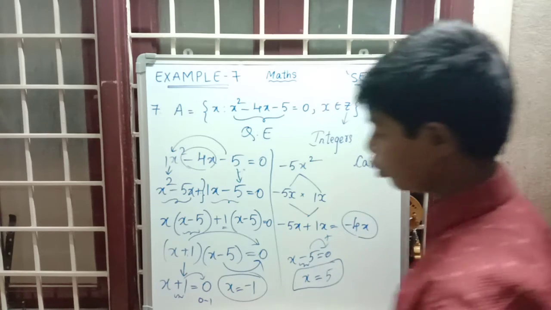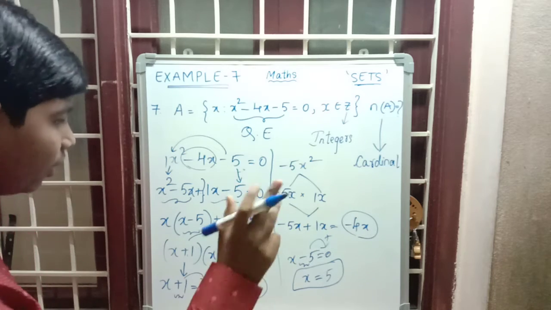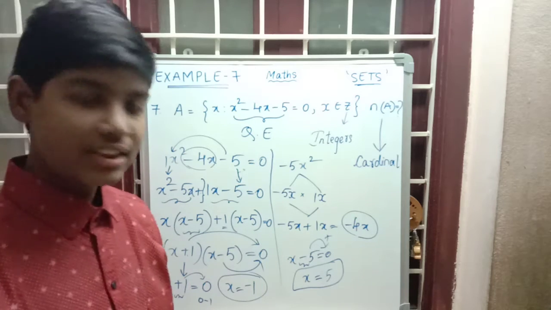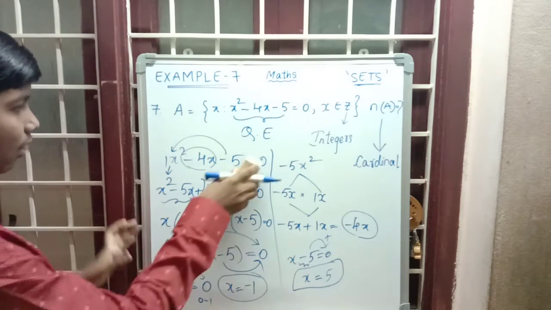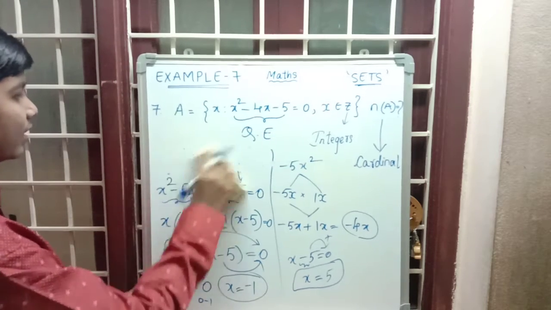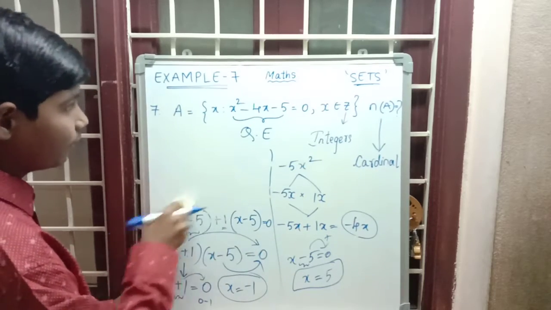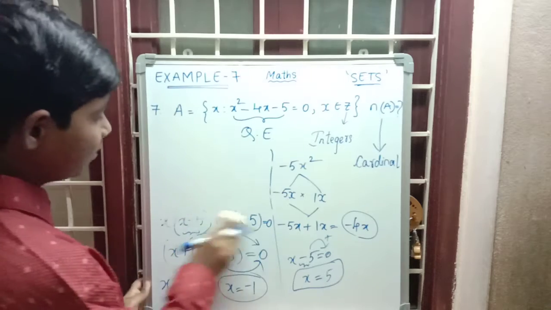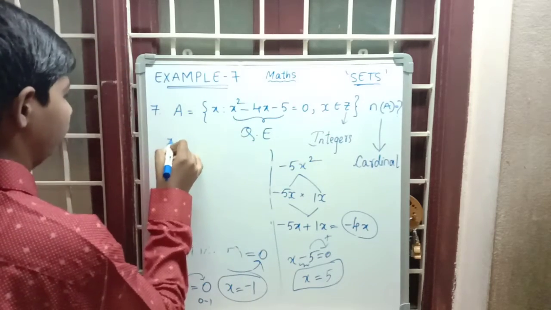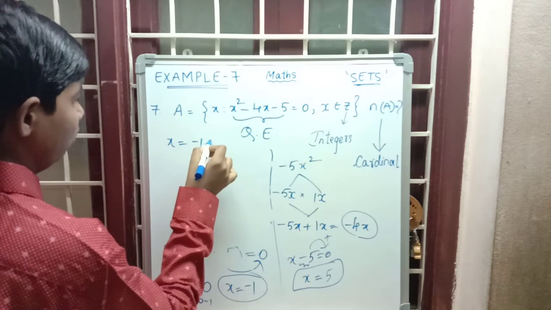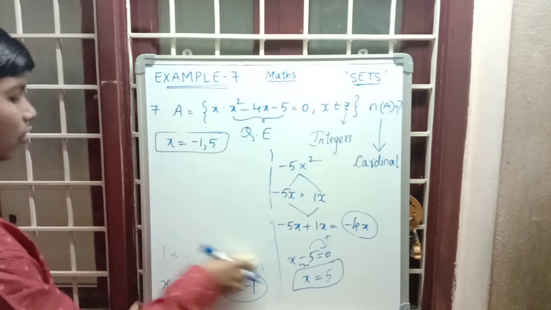So we got here two values. x is equal to minus 1 we got, and x is equal to 5 also we got. So next what we have to do, at the ending now, we are at the ending. See, we have found out the x values, that is minus 1, comma 5. These are the values of x we solved now.